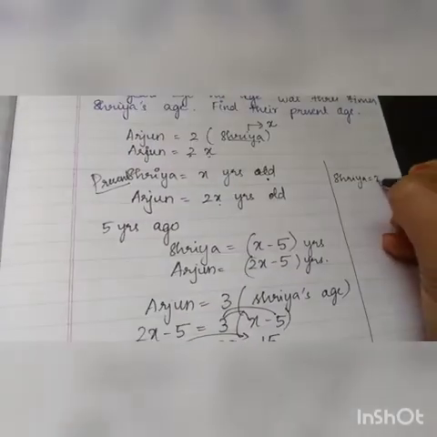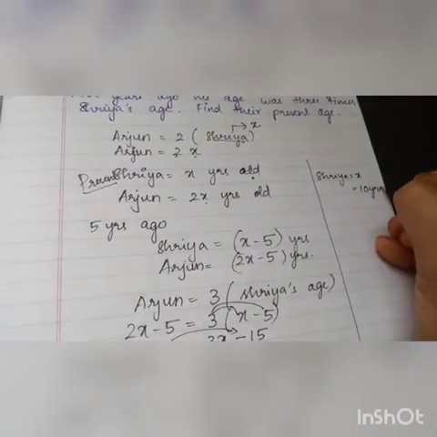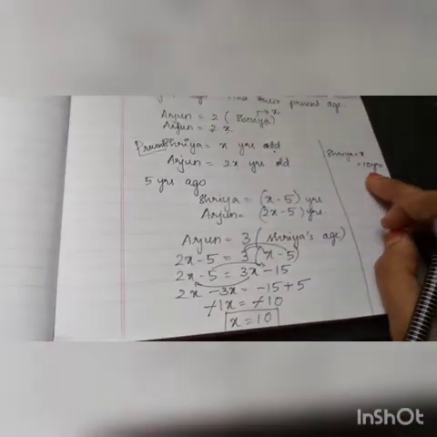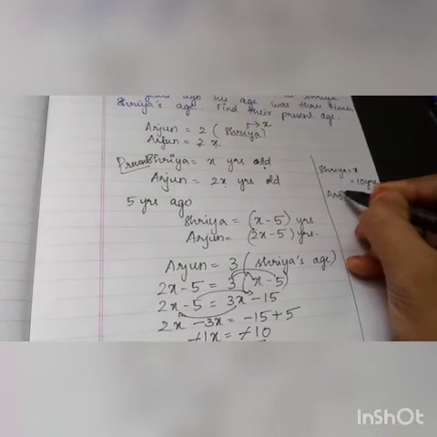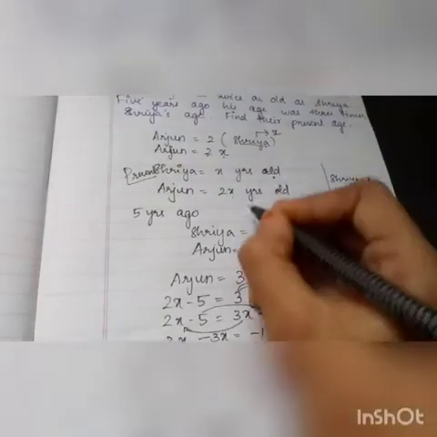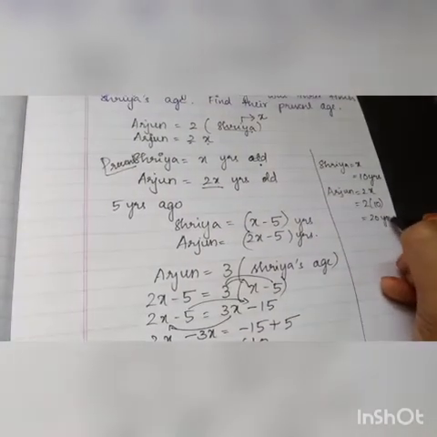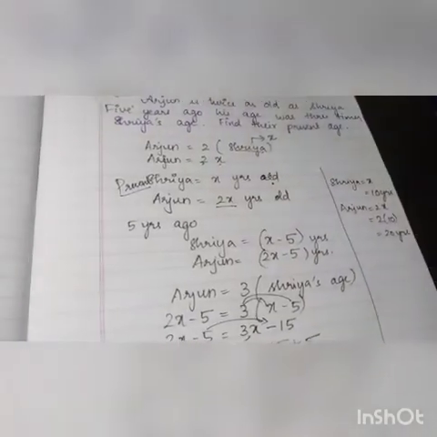Shreya's present age is x. So Shreya is 10 years old, because we got the x value as 10. Arjun is 2x, right? Arjun is 2 into 10, which is 20 years old. Okay, Arjun is 20 years old.